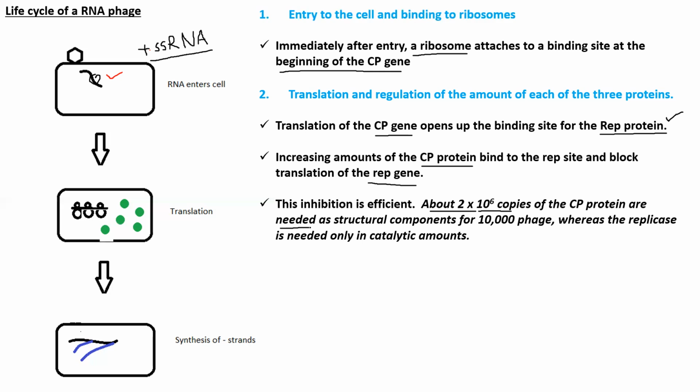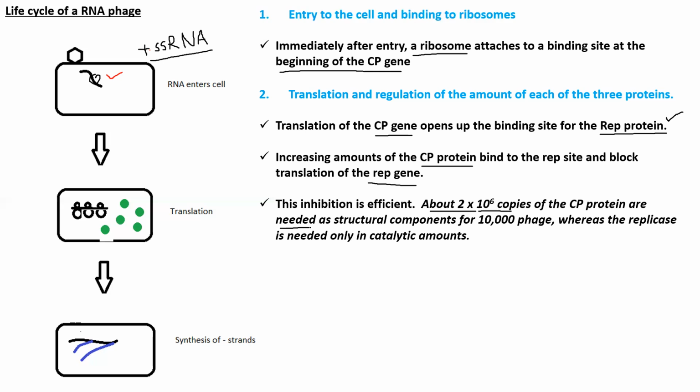When I told you the burst size a few minutes back, I said it's very large as compared to DNA phages. The burst size is 5,000 to 10,000. So when a single RNA phage infects one E. coli cell, after the cycle is complete, 10,000 phages would come out of a single E. coli cell. So the burst size is 10,000. One phage will infect one E. coli. After the cycle is complete, it will give rise to 10,000 phages.